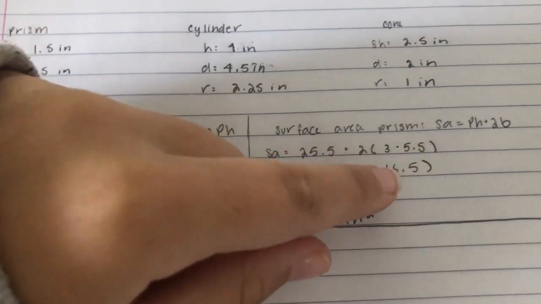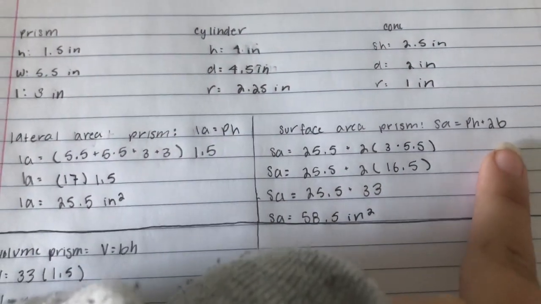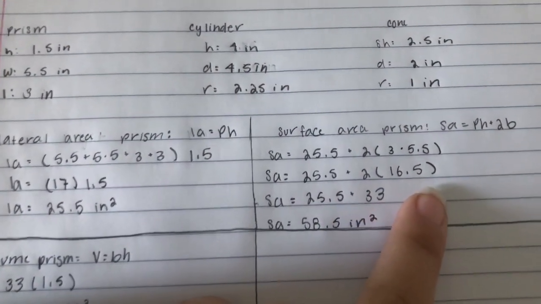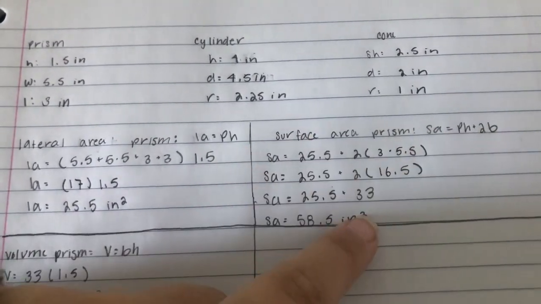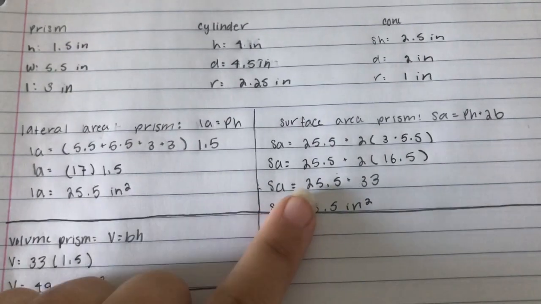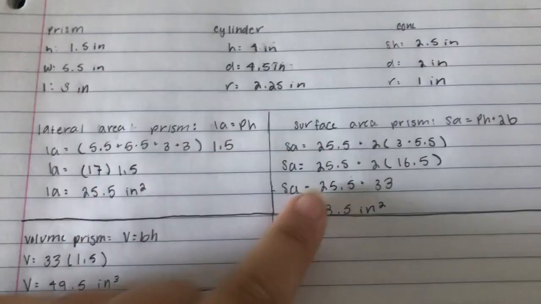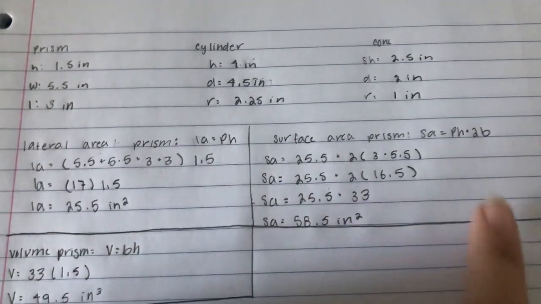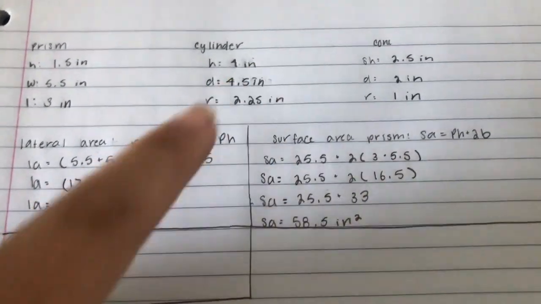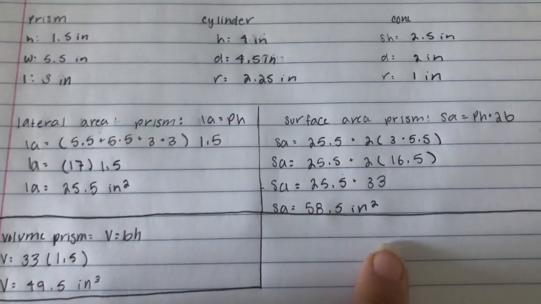3 times 5.5, which was the area of the base, is 16.5. So we take 16.5 times 2, and we get 33. Then we add the lateral area, which is 25.5, plus 33, which is the area of the base times 2, and we get 58.5 inches squared.